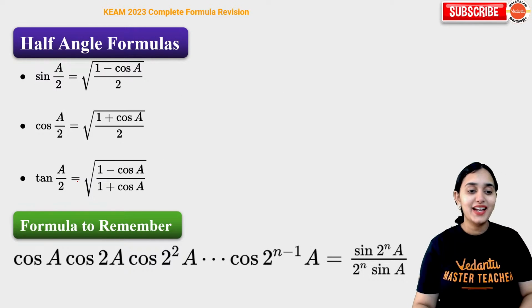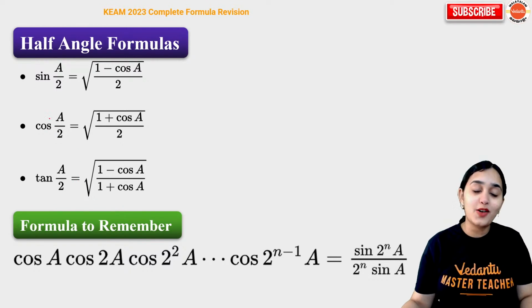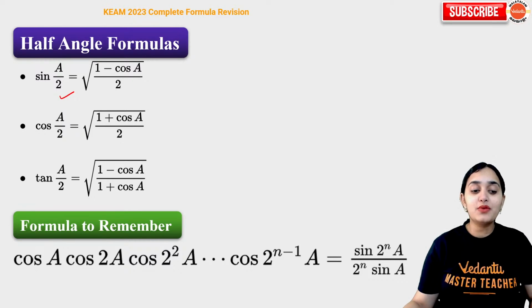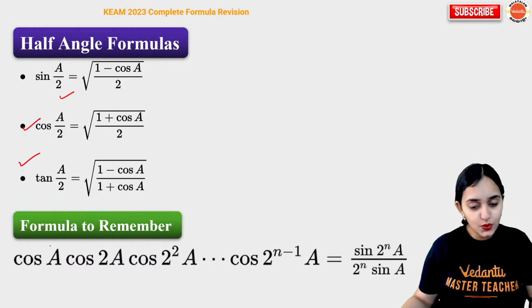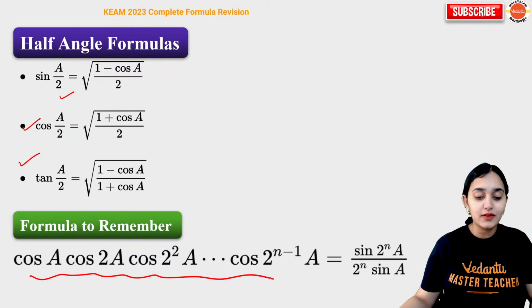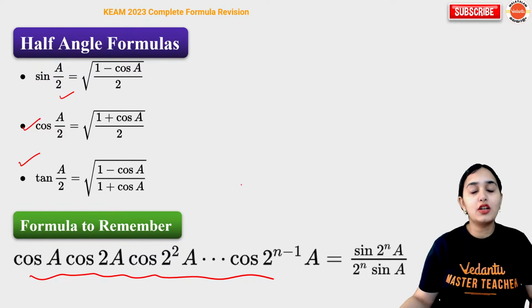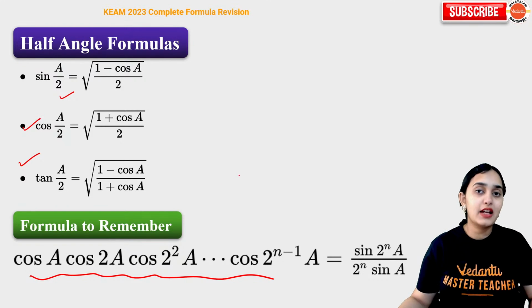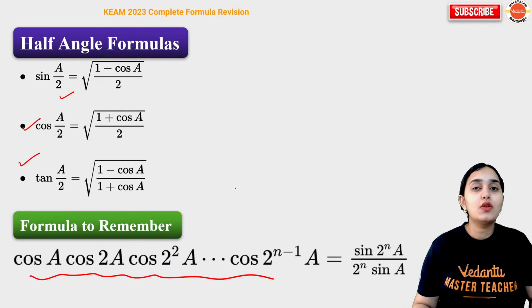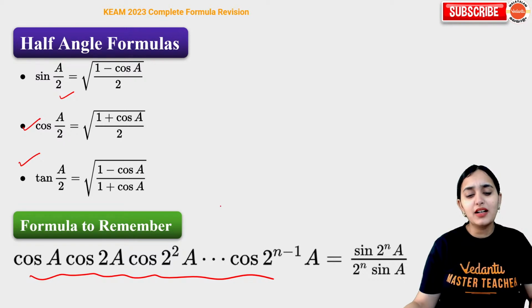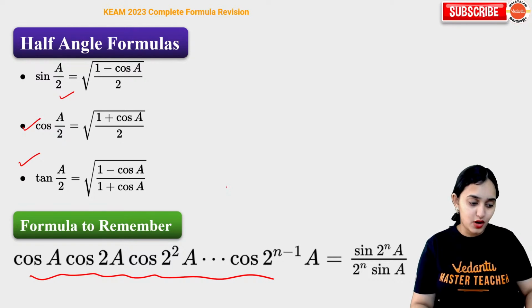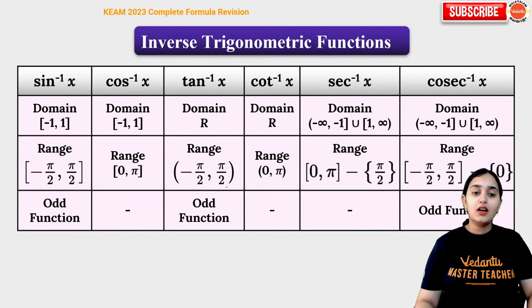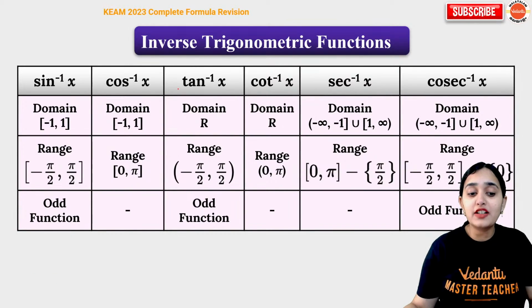Okay. Next, half angle formulas are also there. What will be sine A by 2, cos A by 2, tan A by 2? Sometimes they are also used. Now, this type of question looks like arithmetic progression or geometrical progression, but they are from trigonometry. So, you can memorize this formula, but not that important. Okay. Next, inverse trigonometric functions.